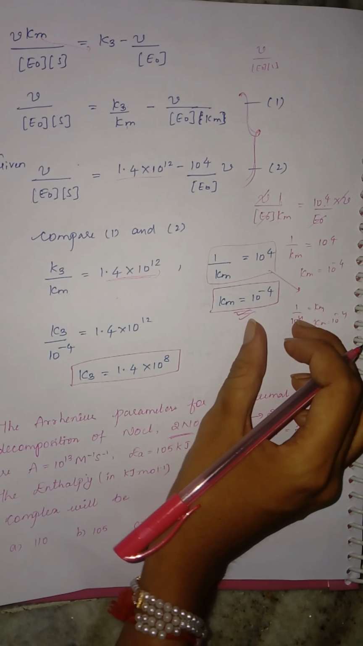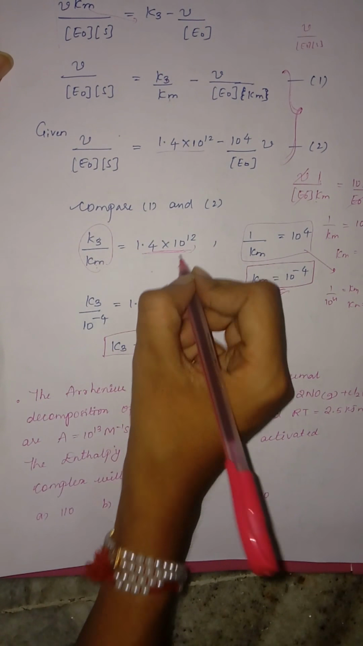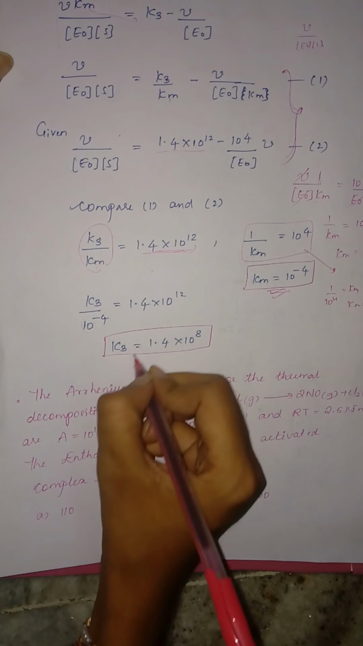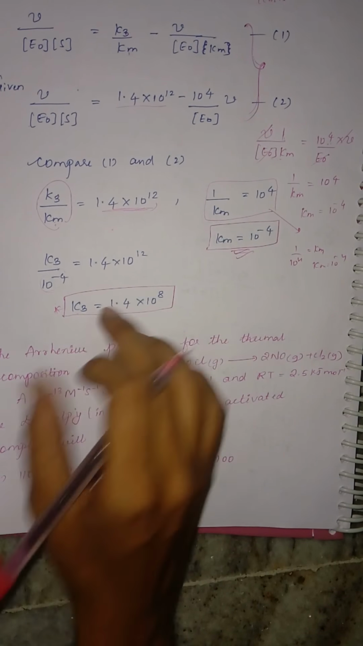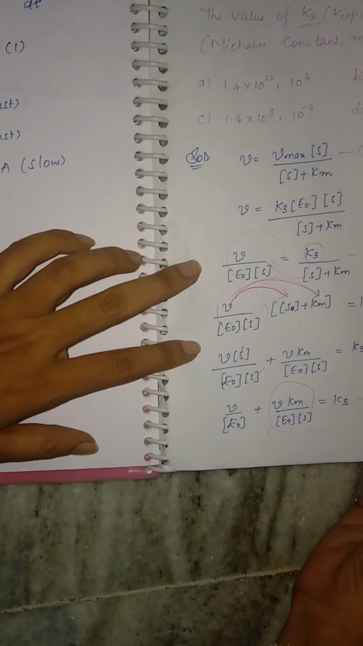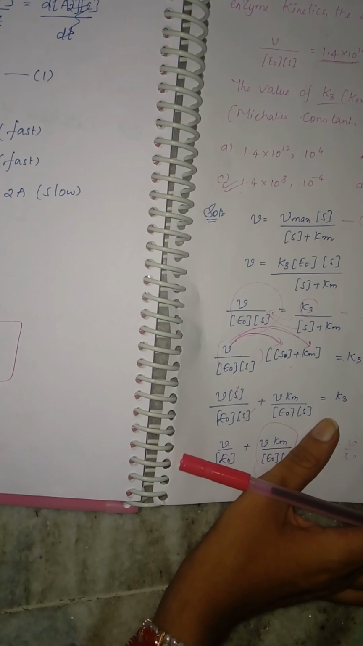Now you substitute that Km value in this form. K3 by Km is 10 power minus 4. You solve it for K3. So these are your answers which are given in one of the options. So 1.4 into 10 power 8 and 10 power minus 4 is the right choice.